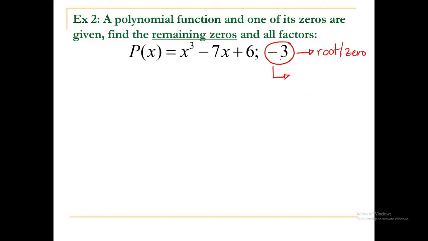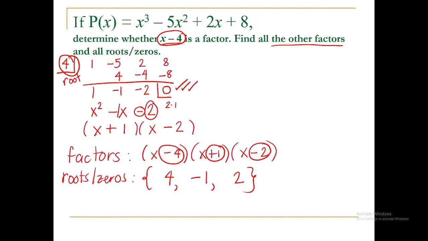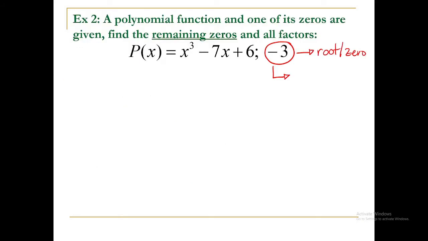How do you write negative 3, which is a root, as a factor? How do you go about it? Change the sign. If I give you a root of 4, the factor is x minus 4, because it is the opposite of positive 4. Negative 1 becomes x plus 1. 2 becomes x minus 2. So, going back to our problem, how do you write negative 3 as a factor? x plus 3. x plus 3 will be the factored form of the root negative 3.